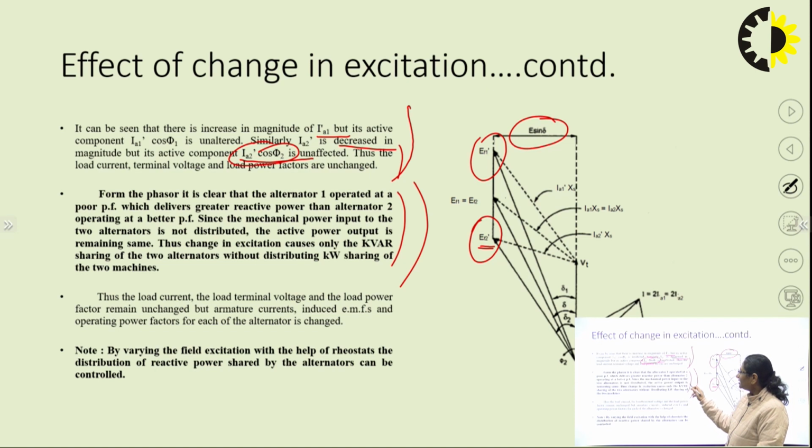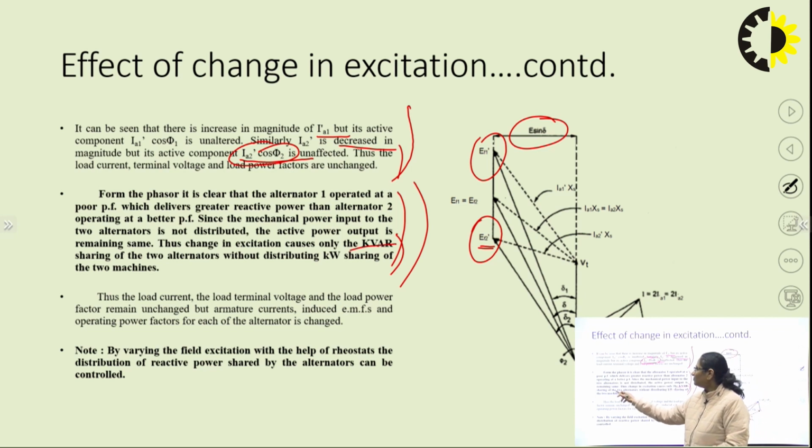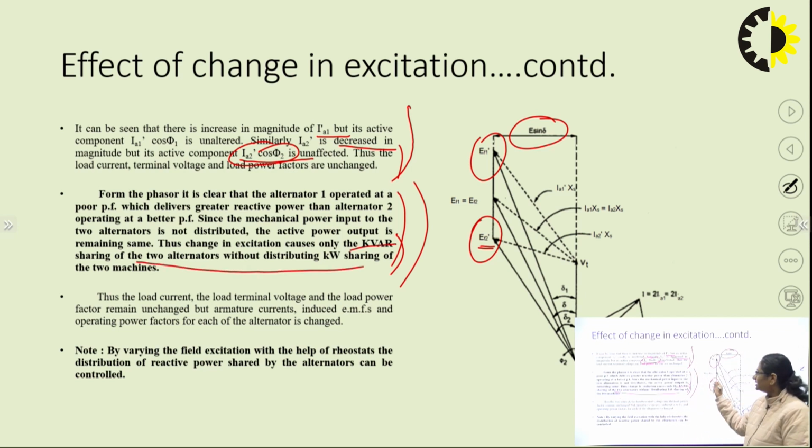So, we can conclude that the change in excitation causes only the kVAR or the reactive power sharing of the two alternators, without disturbing the kW sharing of the two machines or the real power output of the two machines.